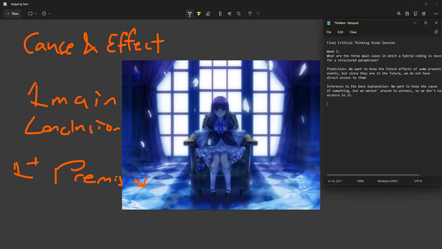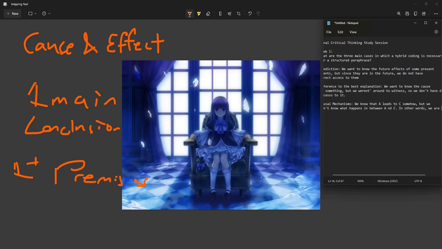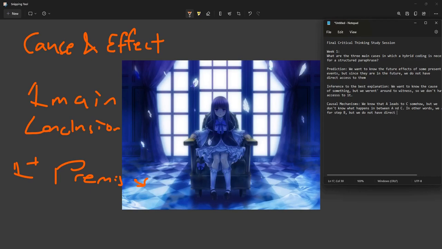And of course we have the last one being causal mechanisms. We know that A leads to C somehow, but we don't know what happens in between A and C. In other words, we are looking for step B, but we do not have direct access to it. This is because it requires an inference about the way in which A leads to C. And that, to me, seems simple enough.